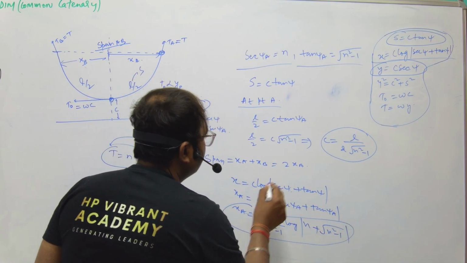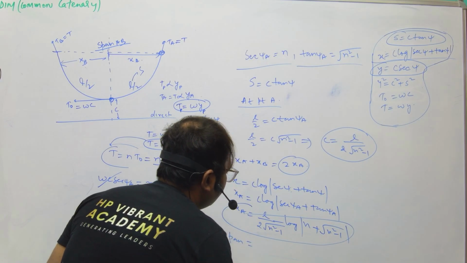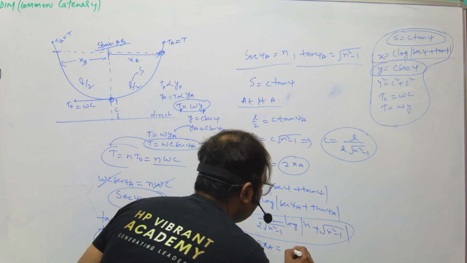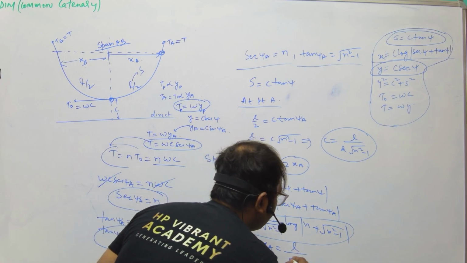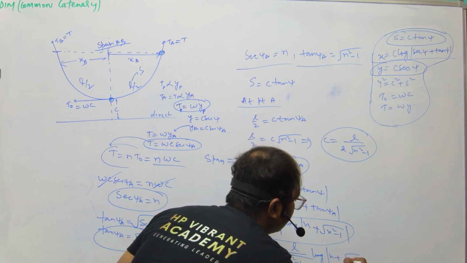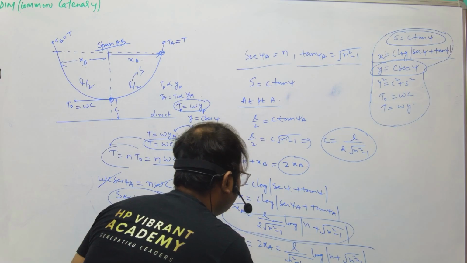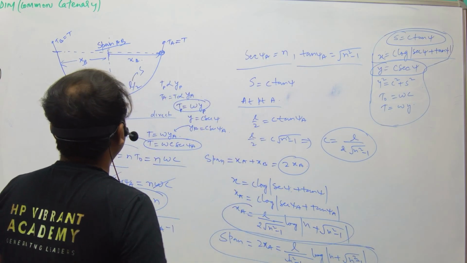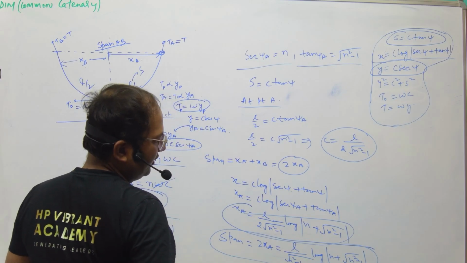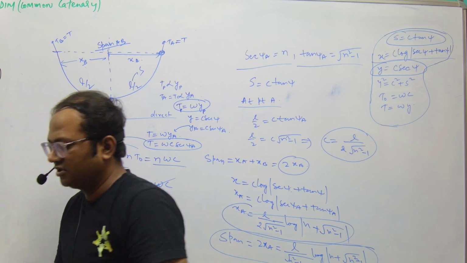So the span length will be 2 times XA. The 2 times XA will be L upon under root n square minus 1, times log of n plus under root n square minus 1. So this is the value of span. The span length is equal to L upon under root n square minus 1 log of n plus under root n square minus 1. Let us recall this.